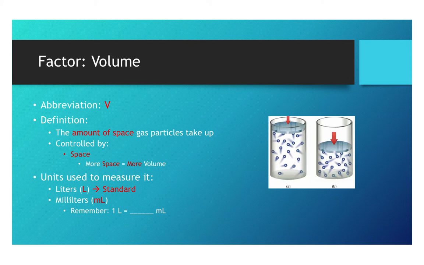The second property or factor that we want to talk about is volume. Volume we're going to abbreviate with a V. By definition, it's the amount of space that gas particles take up. It is controlled by space. If the particles are in more space, there's more volume. If there's less space, there's less volume. The units we use are the same units we use to measure liquid volume or anything else. It's liters. Sometimes we'll also use milliliters, and we want to remember that 1 liter is equal to 1,000 milliliters. That might help us out in doing some conversions as we work along.